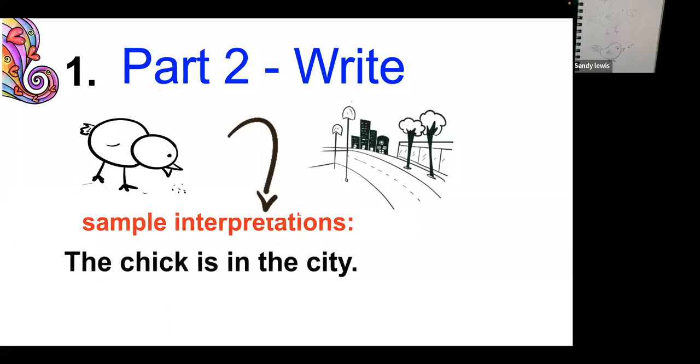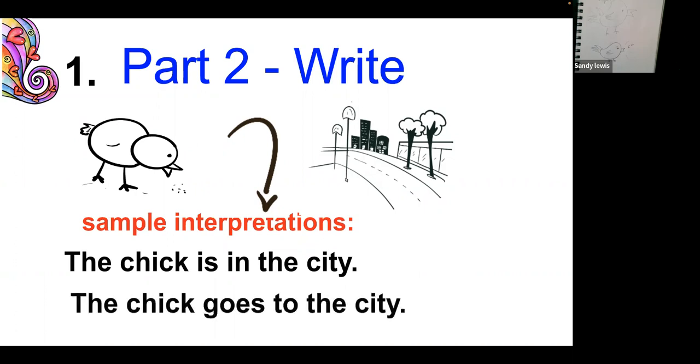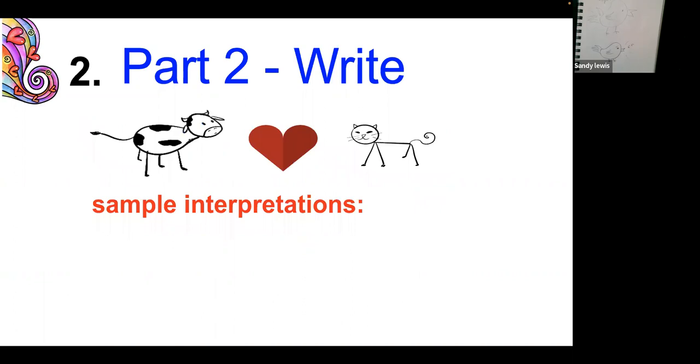So I say, here the chick is in the city. Okay, now this would be in the actual language that you'd be teaching. Okay. And the chick goes to the city. So I say, okay, whatever you have is good because you're interpreting it. I have this. Okay, this one's pretty interesting.